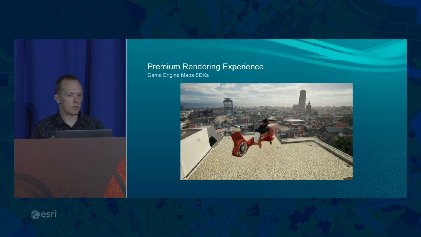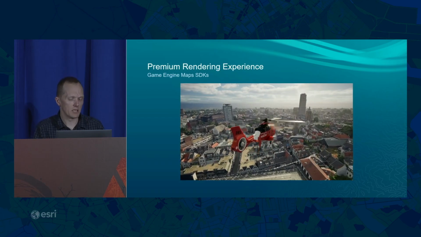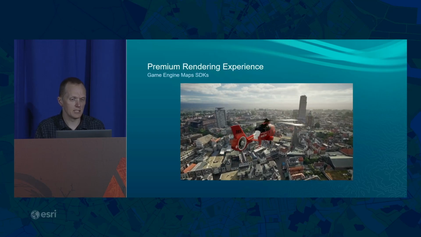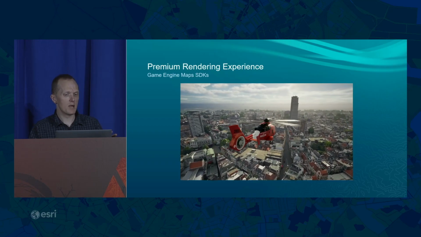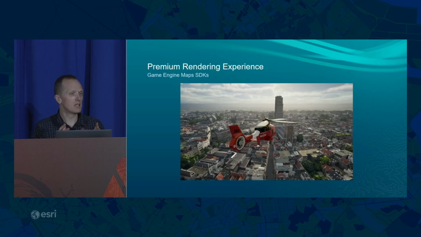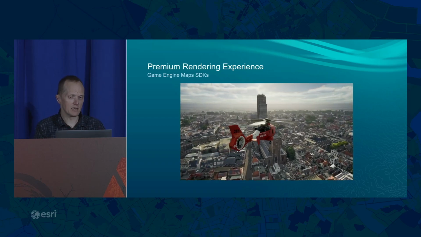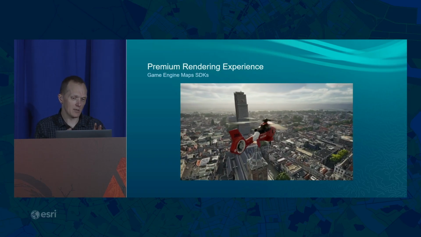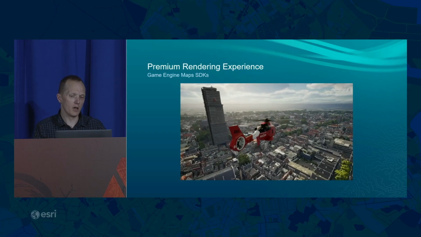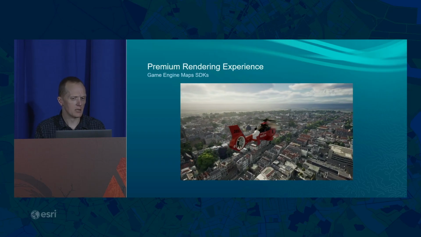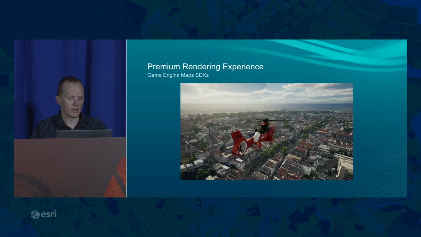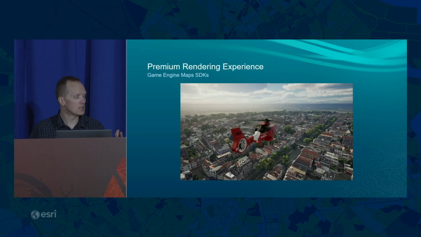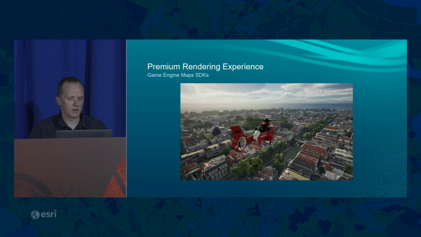So in terms of the premium rendering experience, here we're seeing an example of Unreal Engine, and this is just an integrated mesh, but the game engine provides this highly realistic rendering of the asset. We can see beautiful lighting, we can see the reflections, materials, and then, of course, that weather system and the environment and the atmosphere in the background.